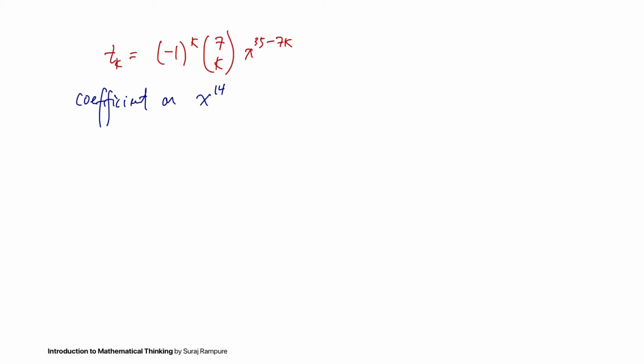Yeah. You first solve the exponent equals 14 and then put that value in. Yeah, I can solve 35 minus 7k is equal to 14. I believe it gives you k is equal to 3. Right? And then you could find whatever t sub k is, or t sub 3 is. Is that clear?